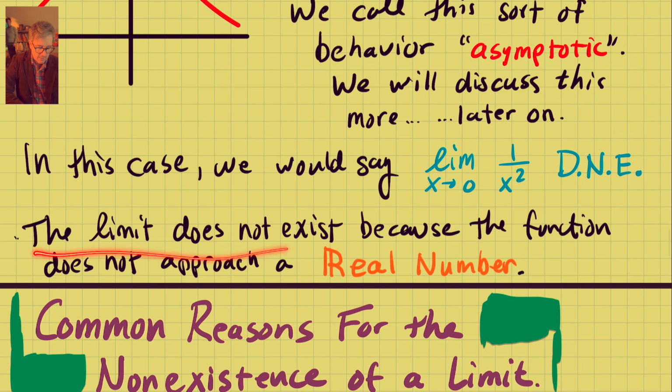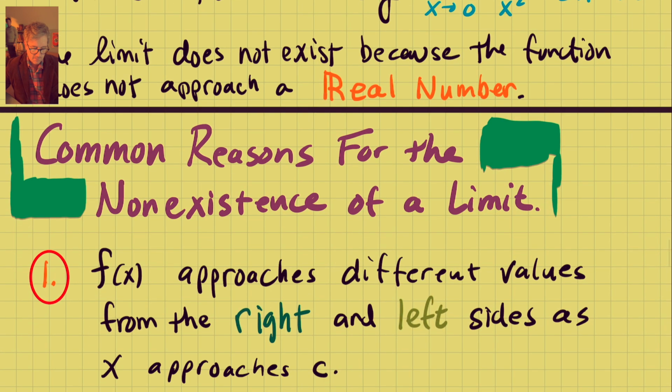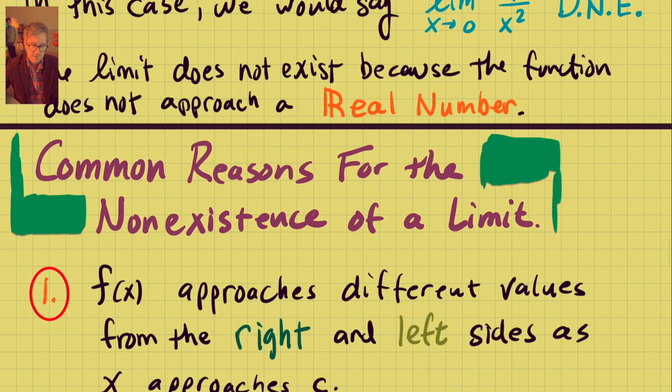So the limit does not exist because the function does not approach a real number. It approaches infinity. It takes off without bound, but it doesn't approach a finite number, i.e. a real number. Okay, so very good. And so we've seen two examples now where the limit doesn't exist. Let's kind of itemize those reasons real quick.